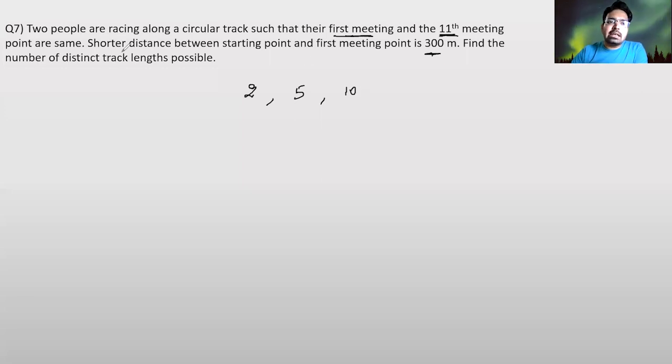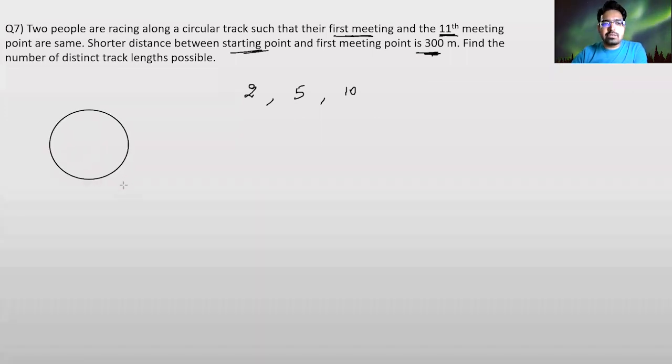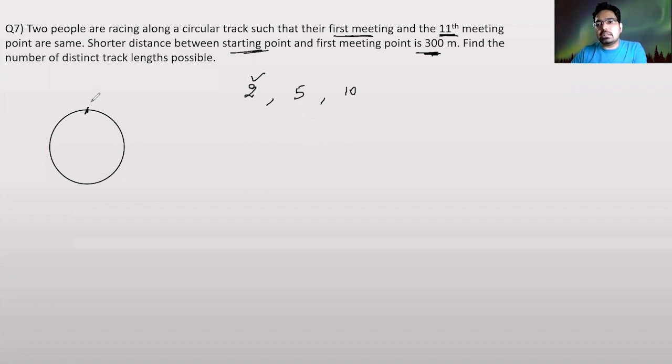Right? Now they are saying that the shorter distance between the starting point and the first meeting point is 300 meters. Find the number of distinct track lengths possible. Let's have a look at a few tracks. So if this is the track, and I say there are two distinct meeting points, and the first meeting point is at the end of 300 meters, and then the second meeting point is at the starting point, right? In that case, the length of the track must be 600 meters. There's no other way out. So you will have 300 at the midpoint, and then you will have another 300 and meet at the starting point. So 600 meters can be one of the track lengths possible, right?